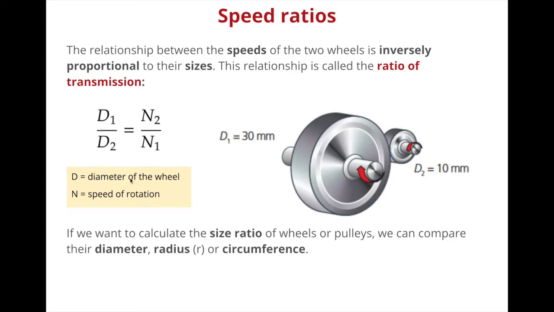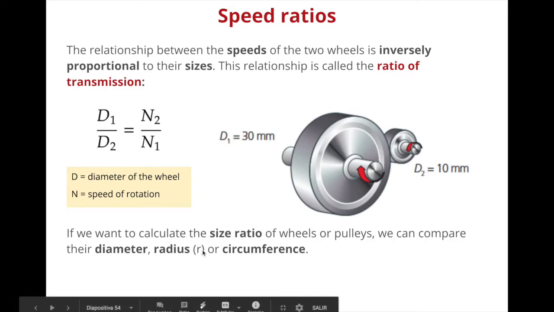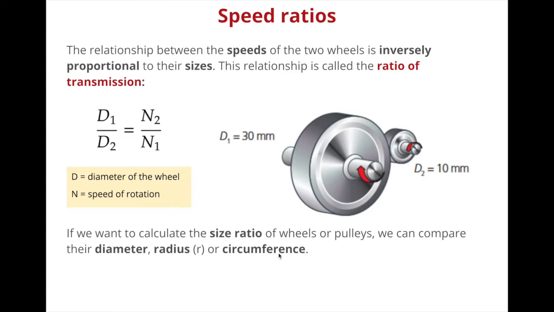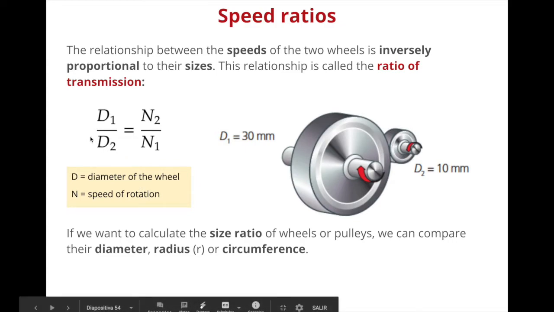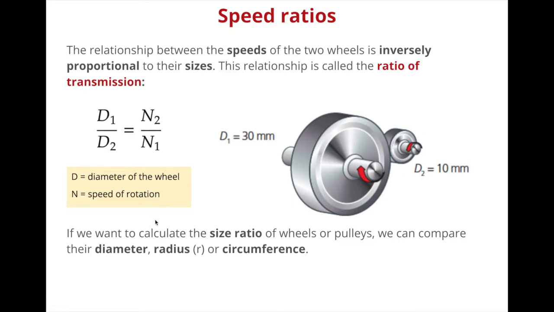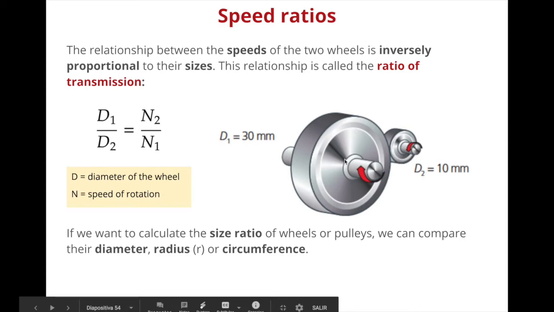Here we are using the diameter of the wheel, but in pulleys we can also compare their radius or their circumference, whatever tells us the size of the pulley. So we can apply the same formula if we have the diameter, the radius, or the circumference. Just make sure that you are using the same measure in both pulleys. If you are using the diameter, you have to use the diameter in both pulleys. If you are using the radius, you have to use it in both pulleys.